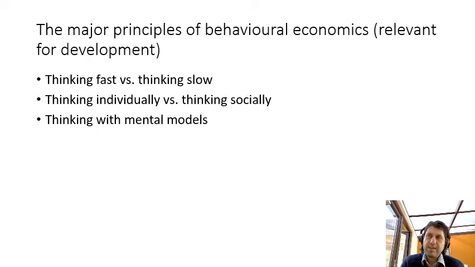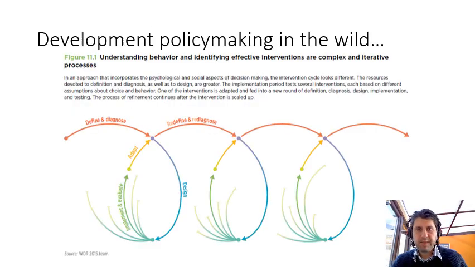And then finally, we think with mental models, right? The world is a very complex place, and so we can't carry around all the information of the world in our heads. So we create simple models of the world, and we act in accordance with these models. Okay? Now, development policymaking needs to take those features of the behavioral agent into account.